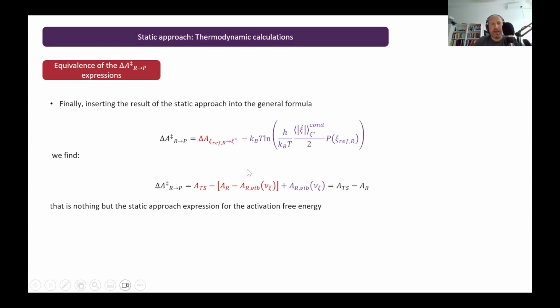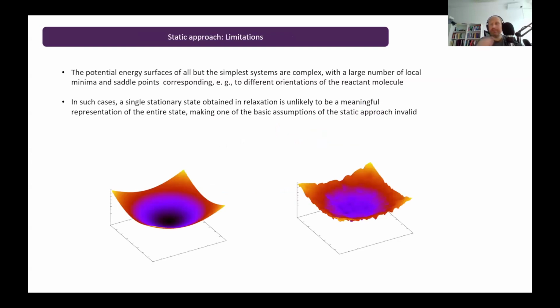Now, combining all those pieces together, this is the reversible work, and this is the logarithmic term. So we see that this term which we subtracted here is added here. So in the end, we indeed arrive at the same simple expression as used in the static approach.